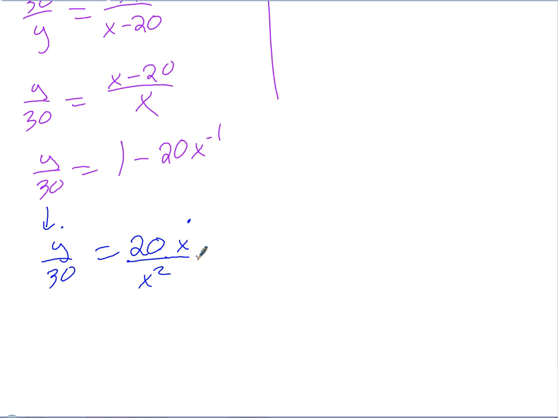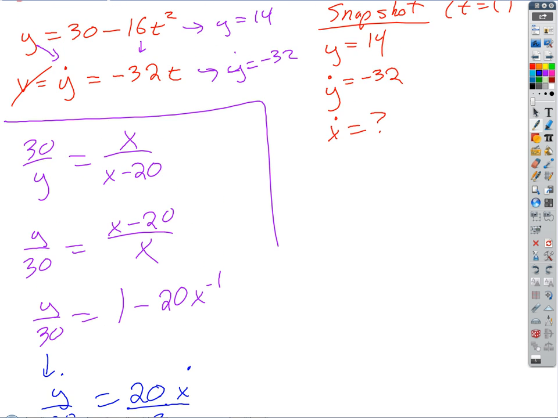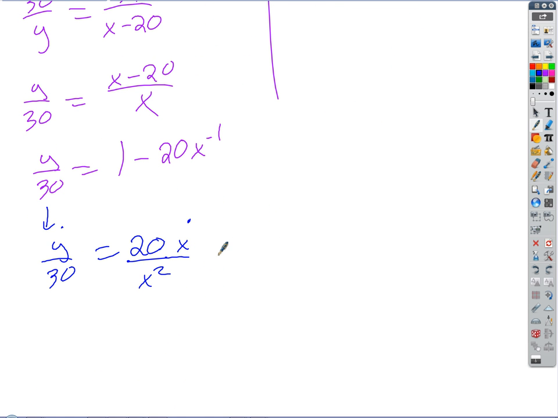Okay, and what are we trying to solve for? X dot, right? So x dot is just equal to x squared y dot, sorry, y dot, because I'm just going to multiply each side by x squared over 20 and then divide to get rid of that, right? Over 600, sorry, the 30 we still have. 30 times 20.